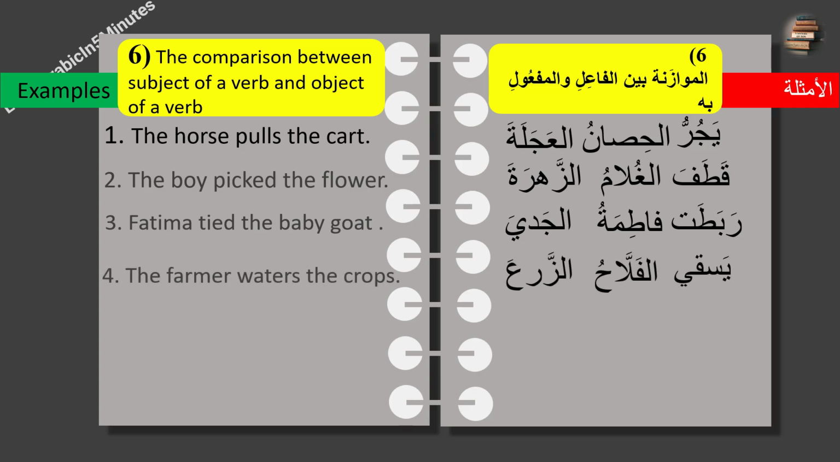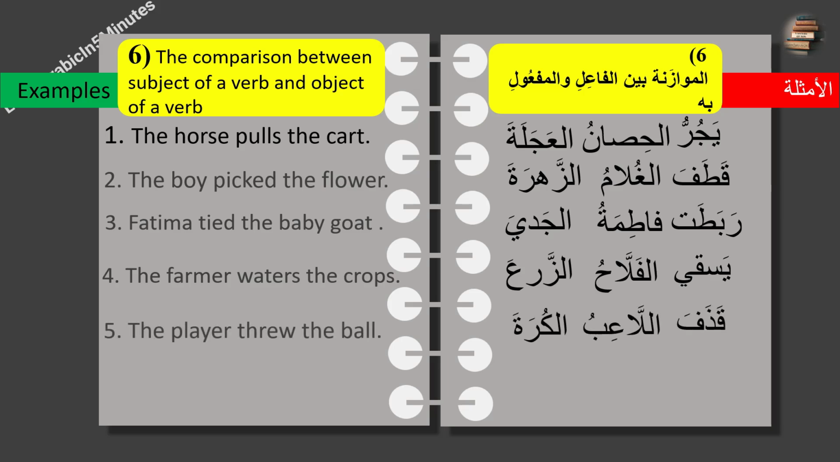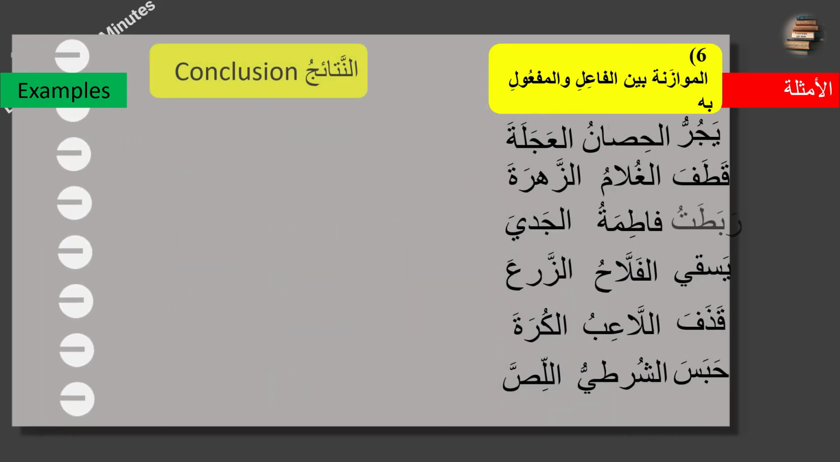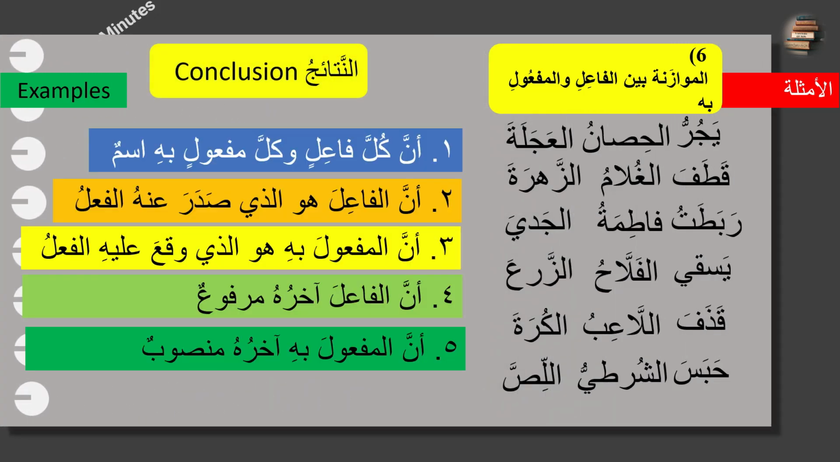يسقي الفلاح الزرع. The farmer waters the crops. قذف اللاعب كرة. The player threw the ball. حبس الشرطي اللصة. The policeman imprisoned the thief. So from the examples we have just seen, the book now summarizes what has been taught in 5 key points. These points help us understand the differences between the subject, al-fa'il, and the object, al-maf'ul bih.